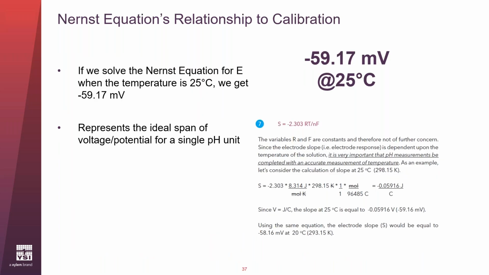Nernst equation's relationship to calibration. Let's quickly look at that so we can relate it to our calibrations. It is from this equation that we can derive the slope for our pH meters, which ends up being negative 59.17 millivolts at 25 degrees Celsius. This number, the negative 59.17 millivolts, represents the ideal span of voltage or potential for a single pH unit. The small text here is the math that gets us to that value as written in the pH Handbook, which we will provide a link to at the end of this presentation.